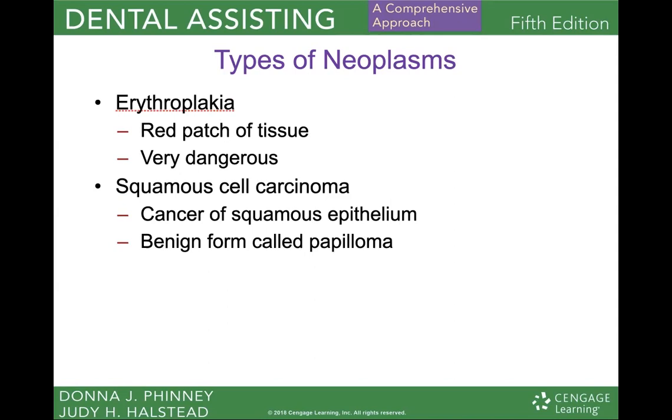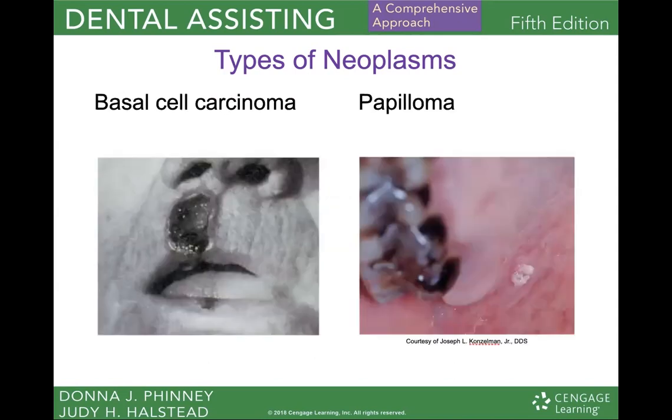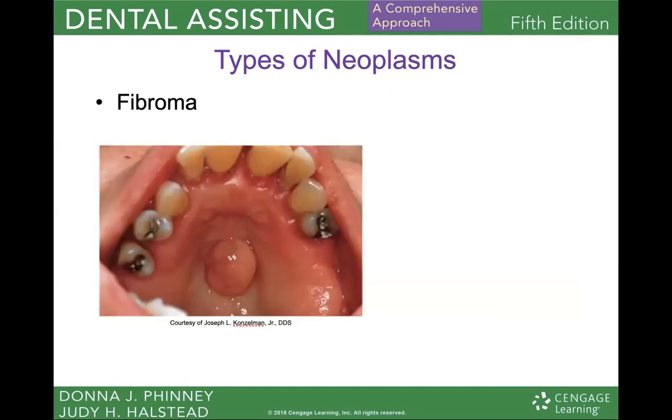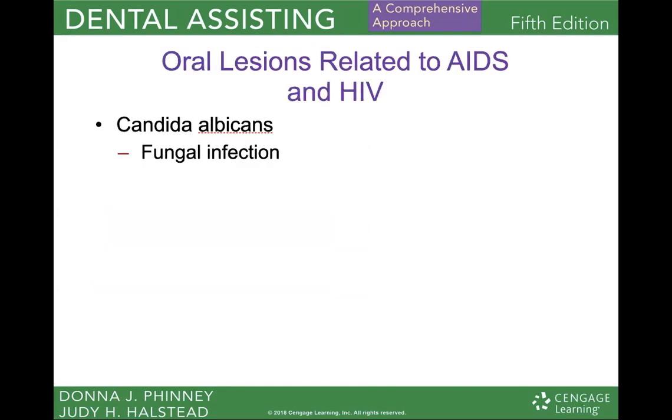and its benign form is called a papilloma. So on the left, we have a basal cell carcinoma, and on the right, we see a papilloma. It's this little raised, leathery white patch. This is what a fibroma looks like. It almost looks like a maxillary torus, but it is a neoplasm, and something like that should be biopsied for further identification.